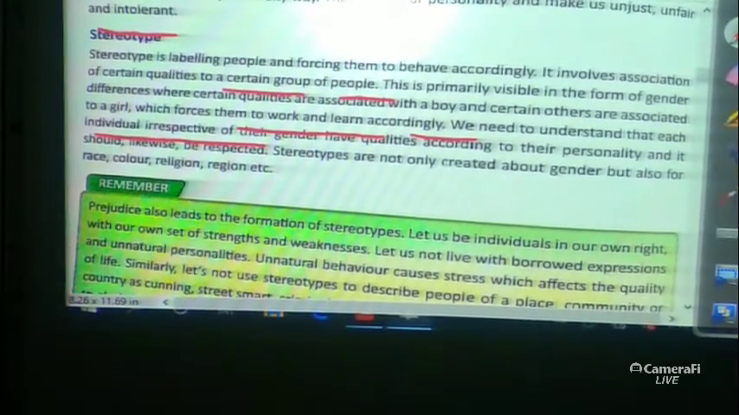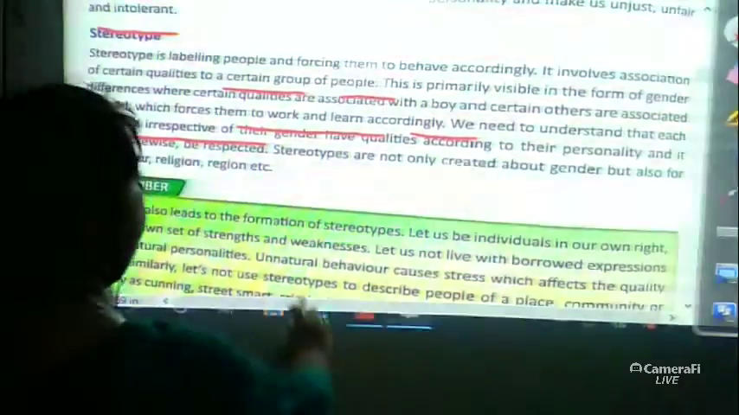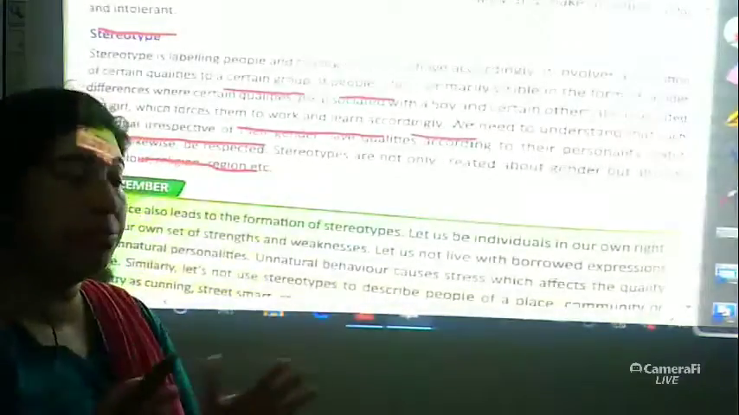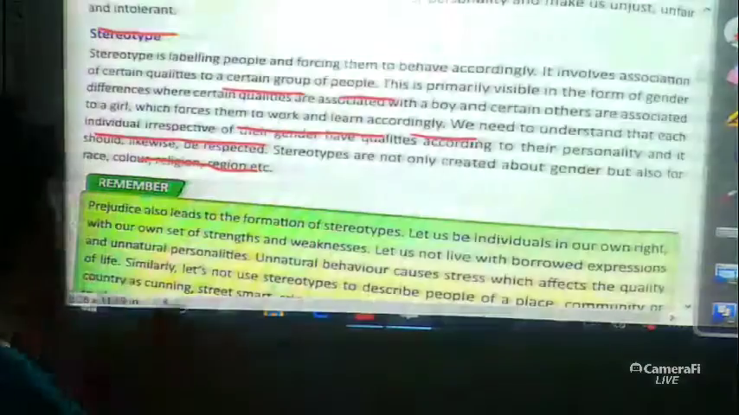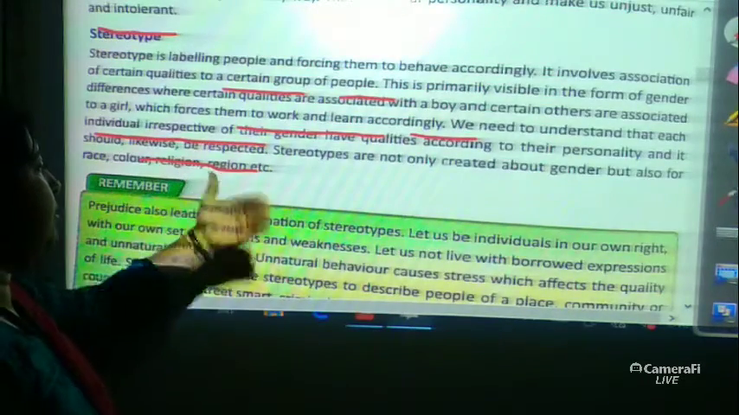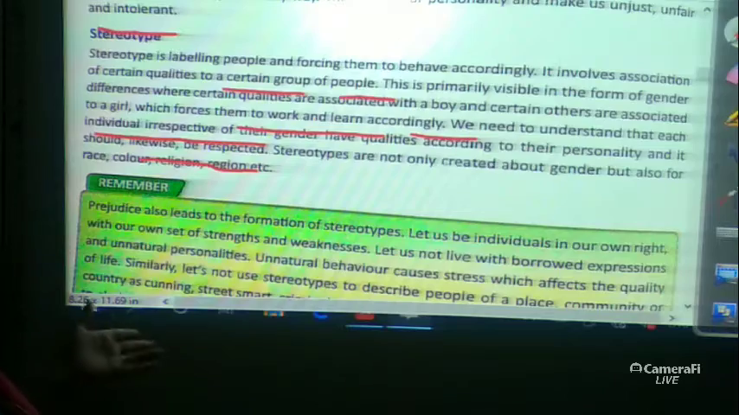Stereotypes are not only created about gender, but also about race, color, religion and region. So stereotypes create not only gender discrimination, but also race discrimination, color discrimination, religion discrimination and region discrimination, etc.